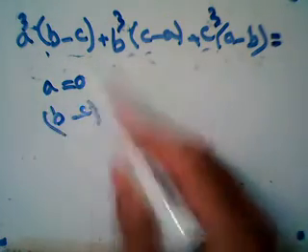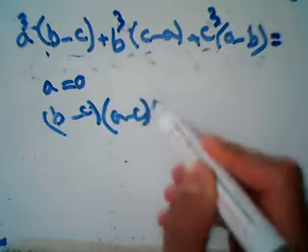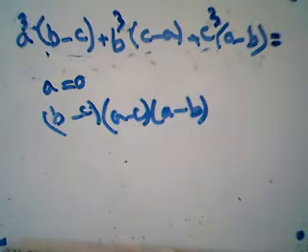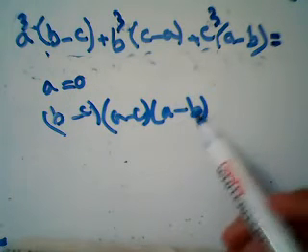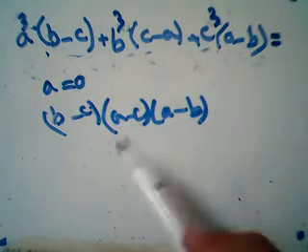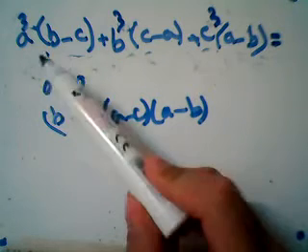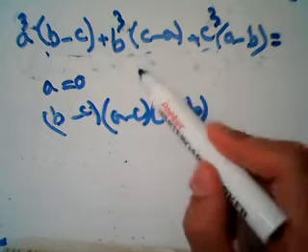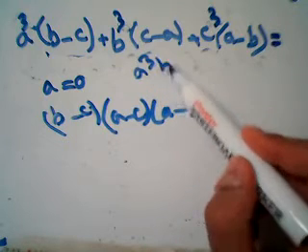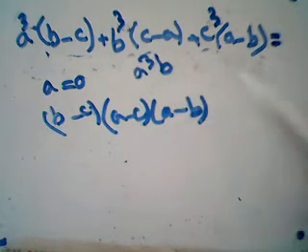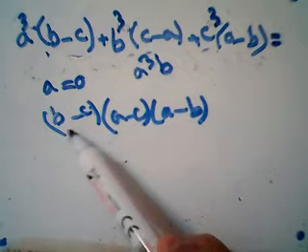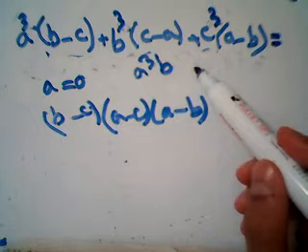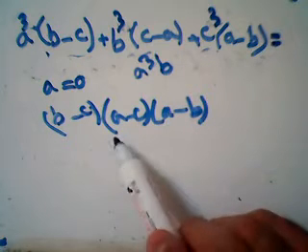Since it is symmetrical, then a minus c and a minus b also should be factors of this. Now let's look for other factors. This is of degree 4. For instance, the terms look like this. This is degree 4, and this is of degree 3.